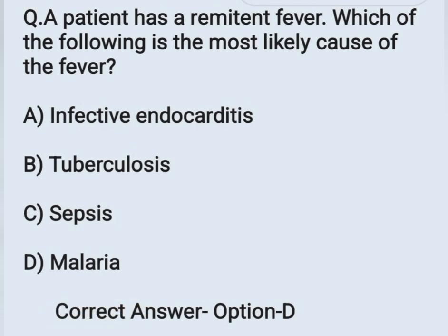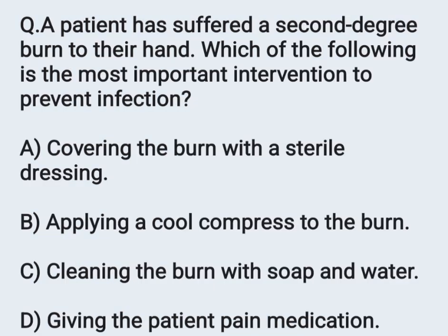And the next question is, a patient has suffered a second degree burn to their hand. Which of the following is the most important intervention to prevent infection? Options: Option A, covering the burn with sterile dressing. Option B, applying a cool compress to the burn. Option C, cleaning the burn with soap and water. Option D, giving the patient pain medication.